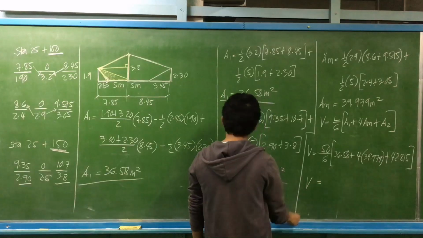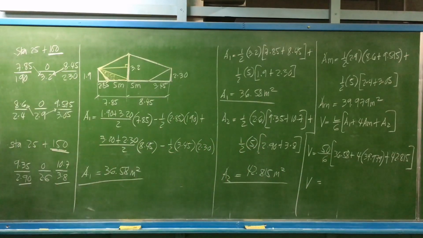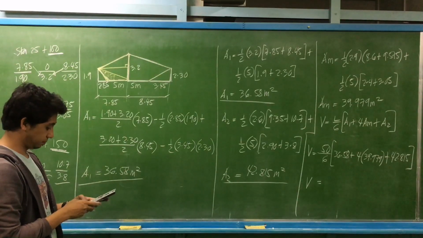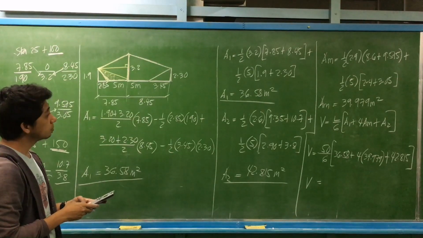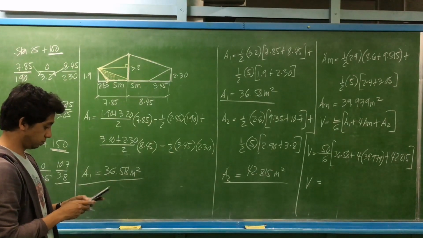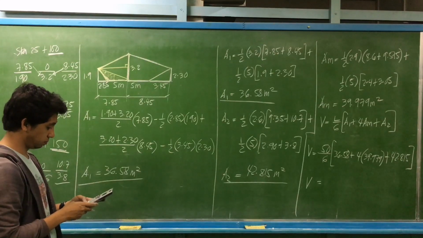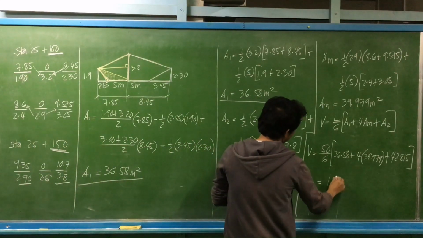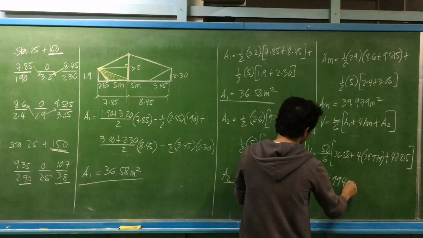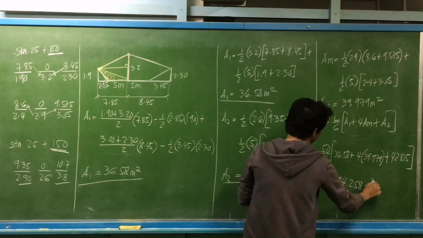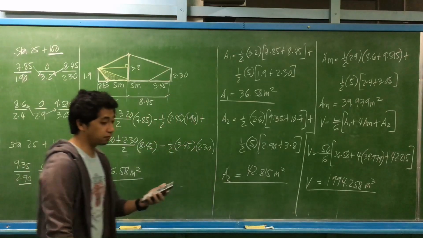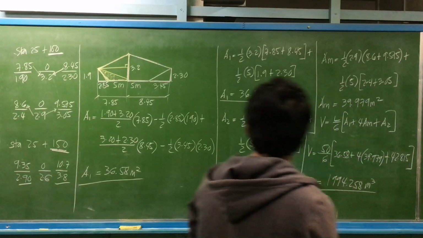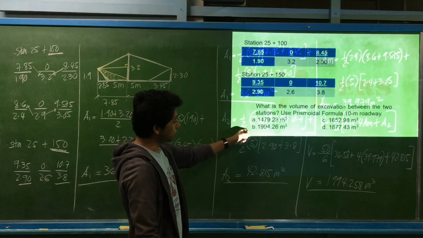So kunin natin yung volume of excavation. So the volume of excavation is equal to 1,994.258 cubic meters. So check natin sa choices. 1,994.26. So letter B.